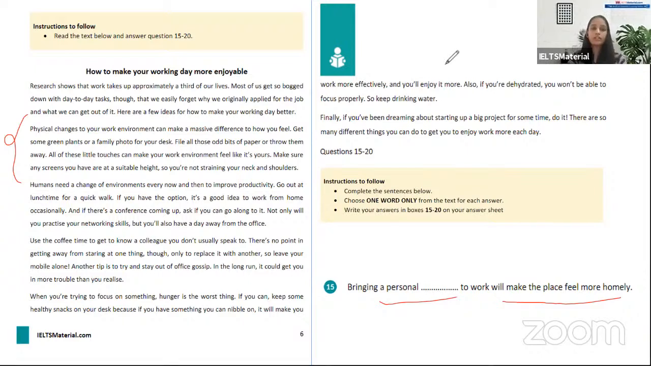Gurjeet, I'm afraid the answer "changes" is not right. Please try again. Here we are talking about bringing a personal dash. So we cannot say bringing a personal changes to work. And also make sure that this is grammatically correct. Here we are talking about a personal, a, right? So it is going to be singular, not changes. Let me know what's their answer.